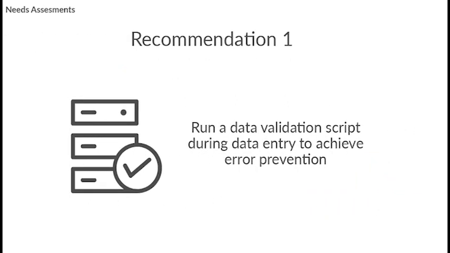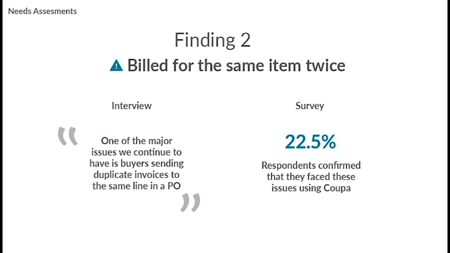Our recommendation is to run a data validation script on the website that checks for duplicate invoice numbers for any new entry against an existing invoice database for a given supplier and display an error to the user in real time. Our second finding from the needs assessment phase was that more than 1 invoice has the ability to contain the same purchase order line. This allows suppliers to bill purchasers more than once for the same item. Besides our 2 interviewees who found this, 22.5% of our survey respondents agreed that they faced this issue.